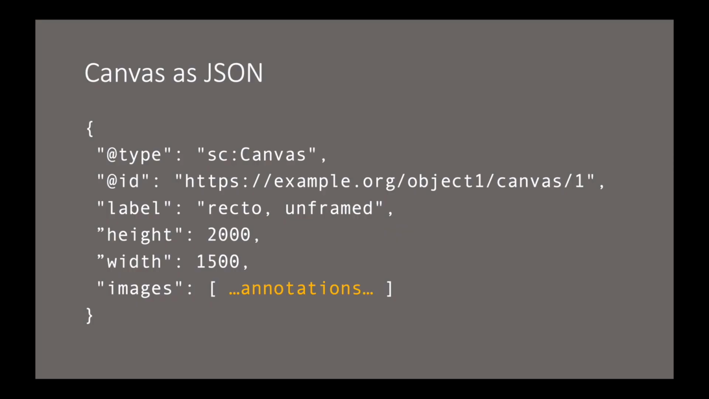I want to point out a few aspects of the JSON that represent a canvas and an image annotation. For the canvas, it will always have a fixed type of SC:canvas. It will have a unique identifier, a display label, and a width and height that define the aspect ratio and coordinate system that will be used to annotate content onto the canvas. And then it will have an array of image annotations. In that array will be the annotations that paint the images onto the canvas.